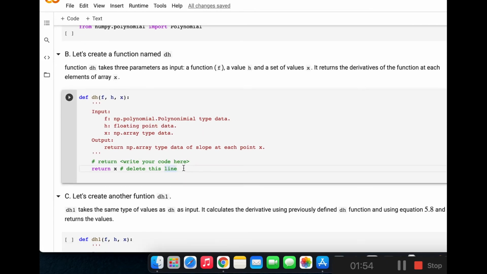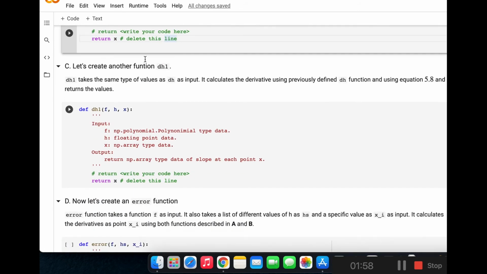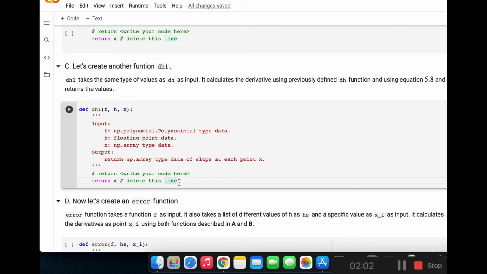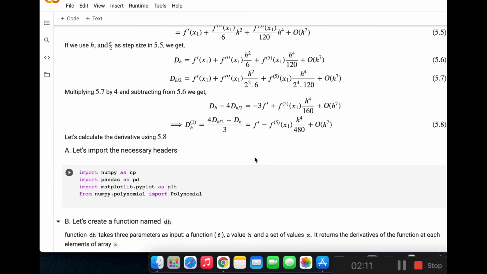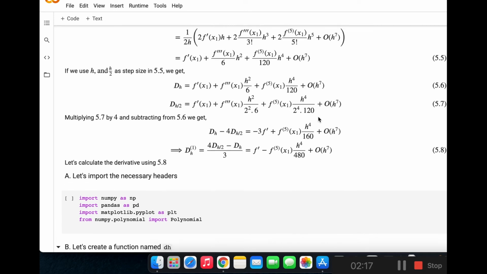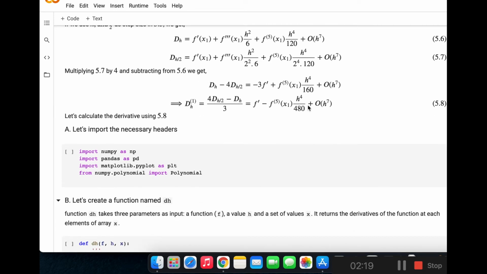Okay, so after we have defined the dh function, we need to define the dh1 function, and we will be doing the same task in here. We will be deleting this line, and what we will do is return the Richardson extrapolation formula. So what is the Richardson extrapolation formula? It is this thing, right? We now have this thing with us.